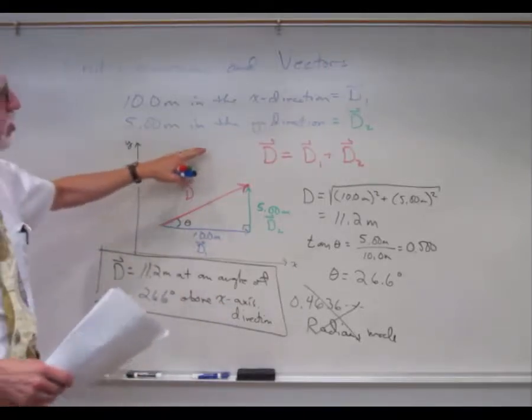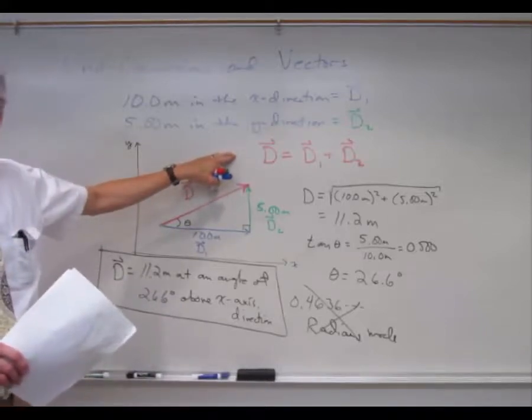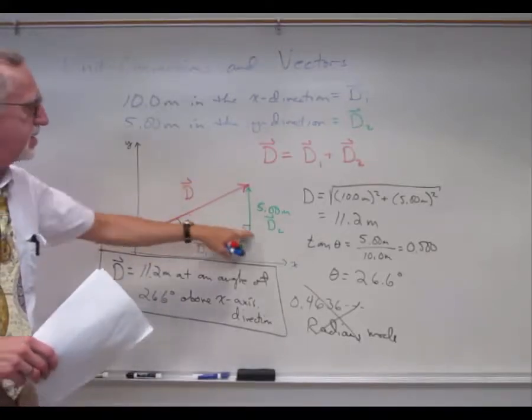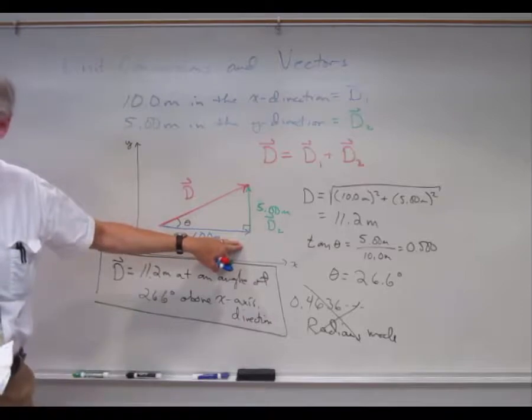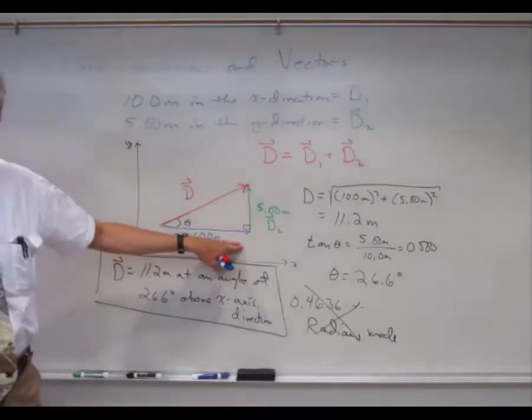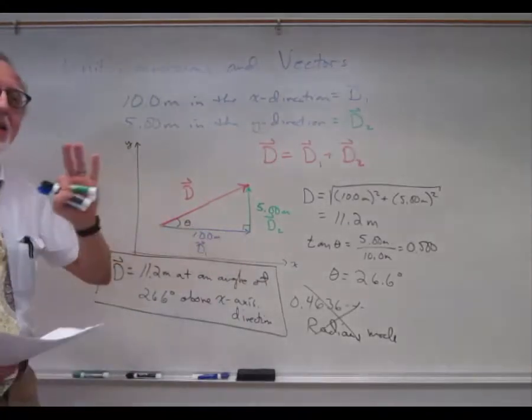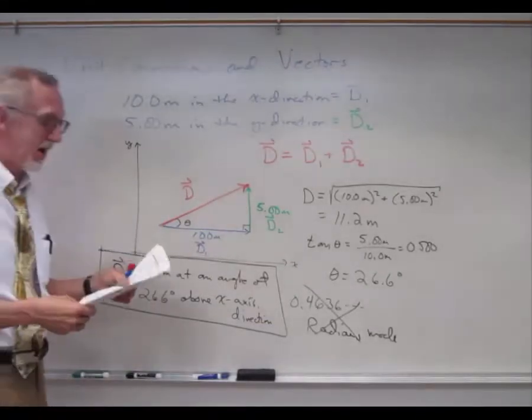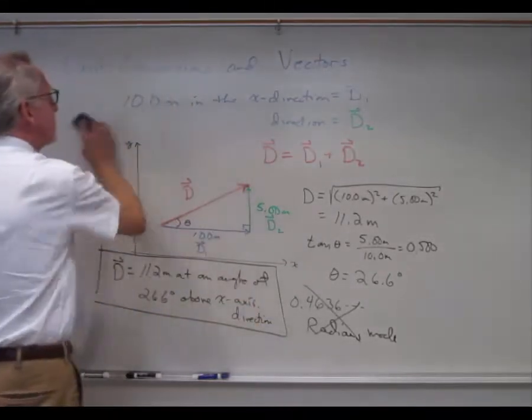Okay, great. So this is how we can combine two vectors. And in this case, they happen to be perpendicular to each other. What if the vectors are not perpendicular to each other? Well, it's a little bit more difficult, but not a whole lot more difficult. So let's try another one.